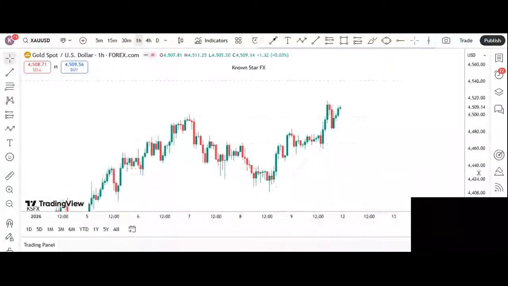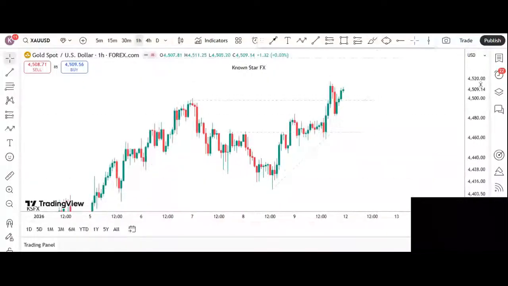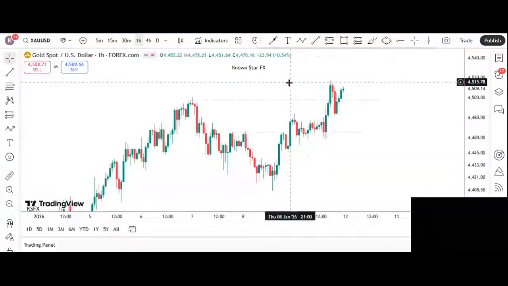Let me hear from you. Is this trend line valid? When you're spotting your trend line, you have to basically draw from what? Your two recent lows, right? You have to draw from your two recent lows.